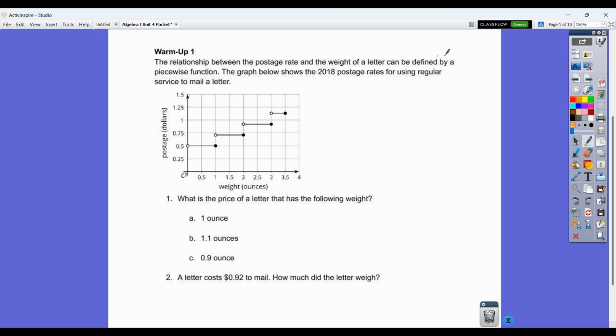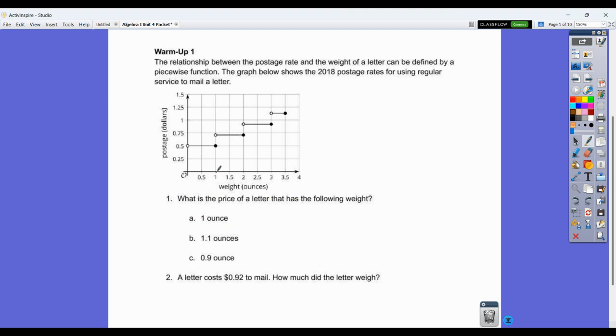Okay, now that we are back here, the relationship between the postage rate and the weight of a letter can be defined by a piecewise function. The graph below shows the 2018 postage rates for using regular service to mail a letter. So what I'm seeing down here is the weight in ounces, so the weight of the letter, and then over here is the postage in dollars, so the amount that it costs. What is the price of a letter that has the following weight?